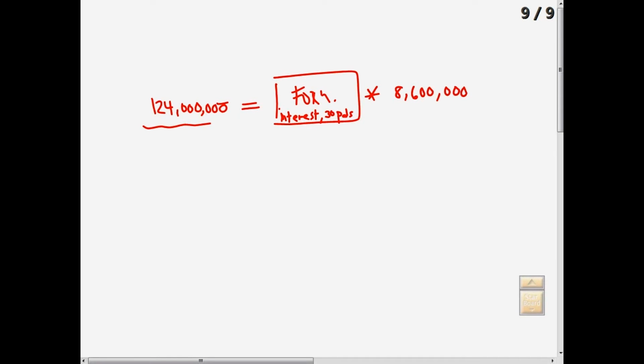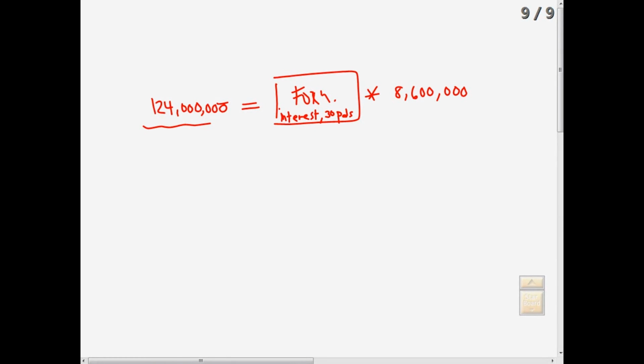So I'm trying to figure out, if I get 30 payments at some interest rate, which I don't know yet, and each payment is $8.6 million, what would the interest rate have to be for that to be worth $124 million?